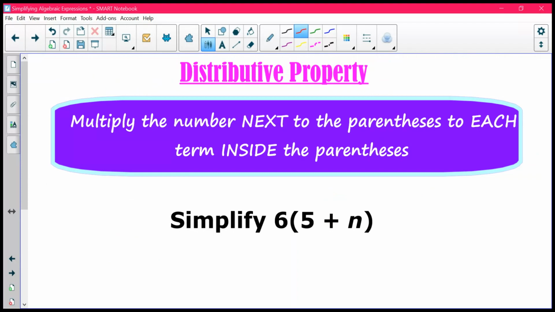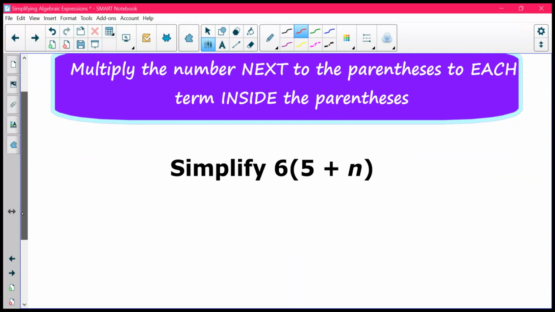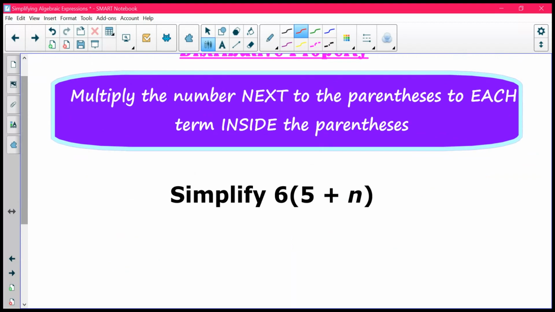Okay, one more concept, the distributive property. This distributive property you might be familiar with from last year. When you have a number standing directly next to the parentheses, you distribute or multiply through to every term inside the parentheses. So for this, it'd be 6 times 5, which is 30, and then 6 times n would be 6n.